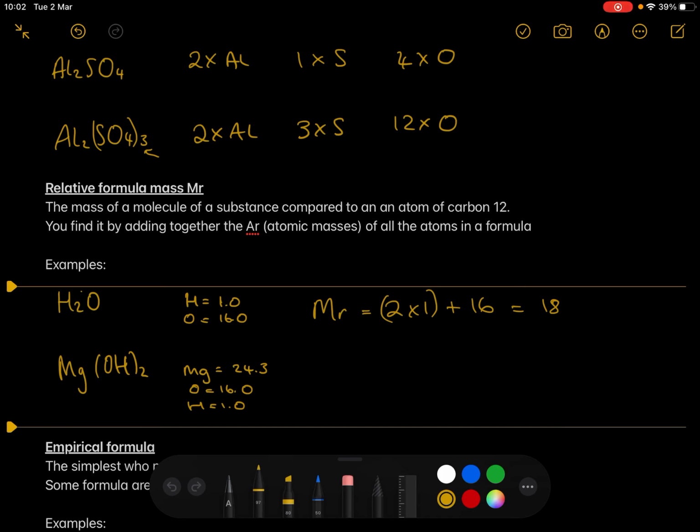Now let's do a slightly more complicated one. Probably going to have to get my calculator out. I'm good at mental maths, but I'm not that good.